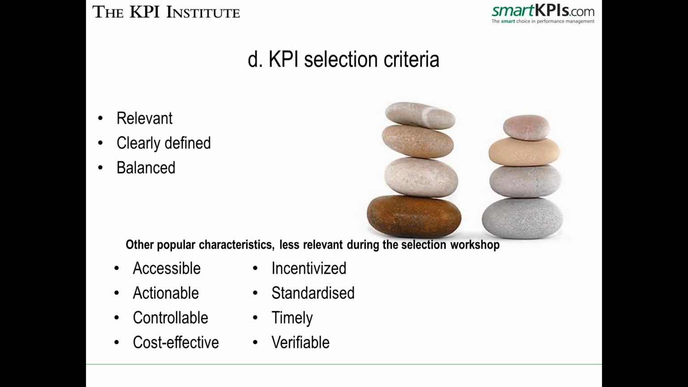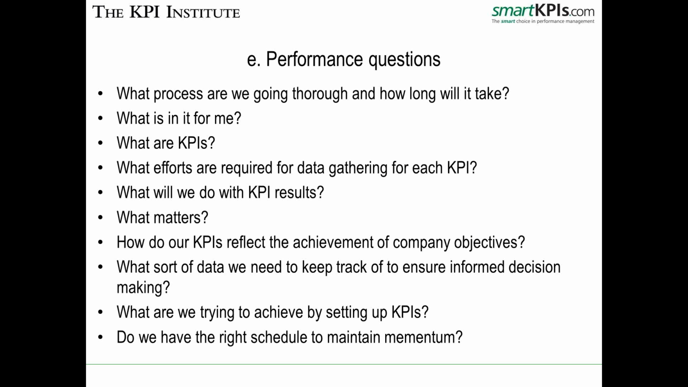Other popular characteristics mentioned oftentimes in the literature are listed on this slide. However, to me, the most relevant ones are the three characteristics that I listed at the top. We need to ensure that KPIs are relevant, clearly defined, and balanced. Generally, by ticking these three boxes, we protect ourselves against making errors in the KPI selection process.